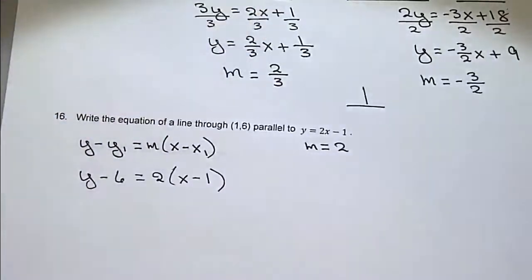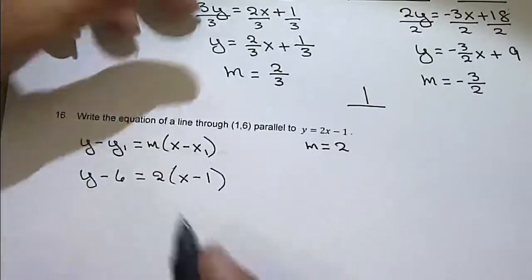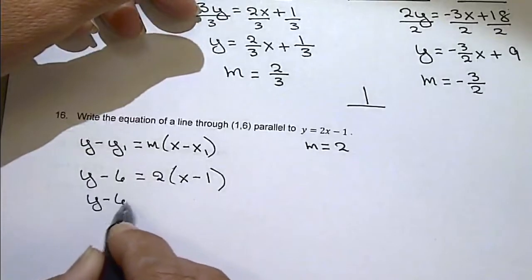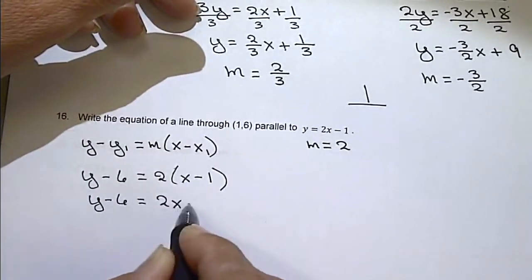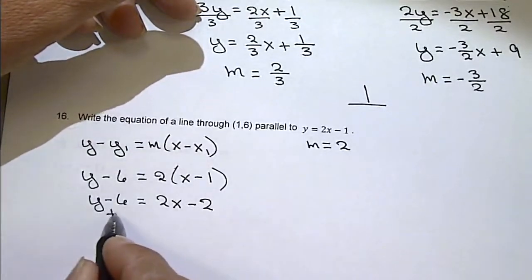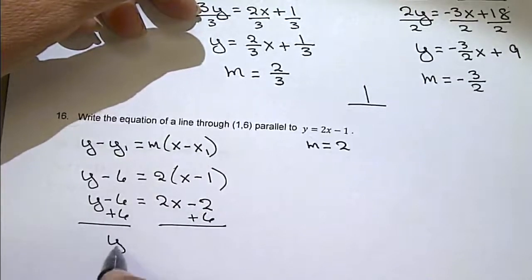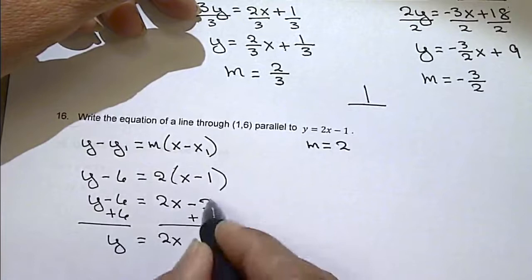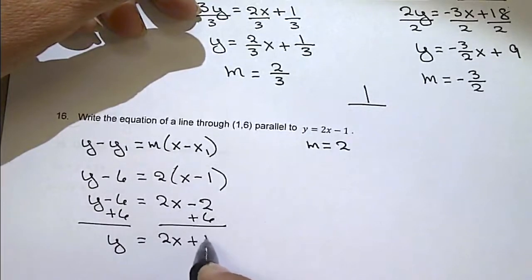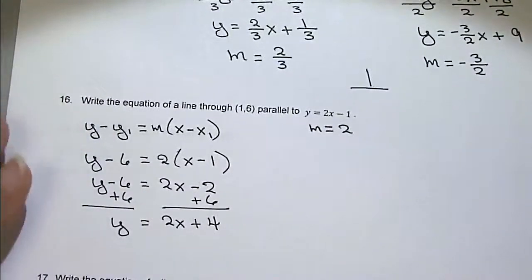There it is, right? To get that equation, we probably want to put it in y equals mx plus b format. So let's finish with it. y minus 6 is equal to 2x minus 2. And let's get y alone. We'll say plus 6 over here, plus 6 over here. I can go ahead and combine those because they're like terms, right? Negative 2 plus 6 is going to be positive 4. That's my equation of my line. y is equal to 2x plus 4. Okay?